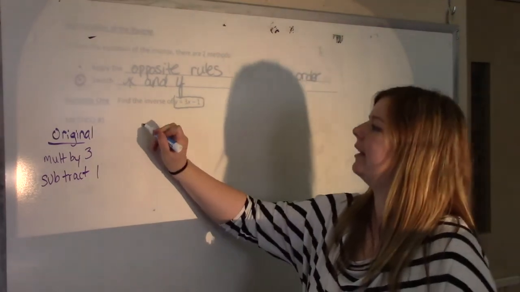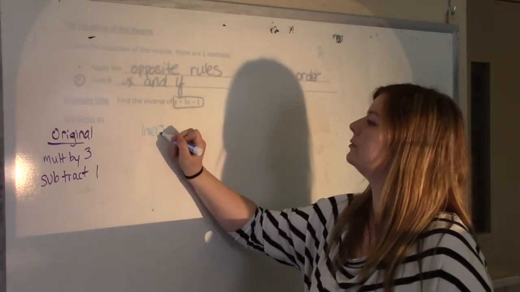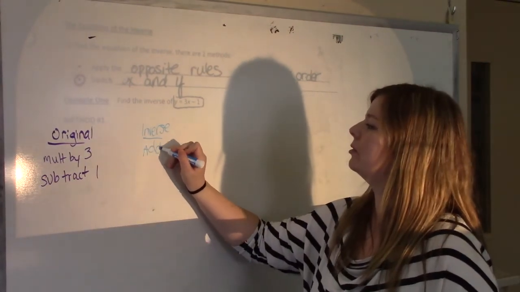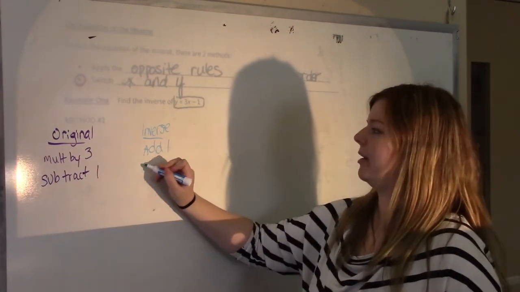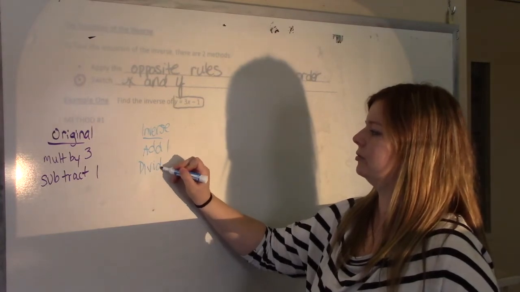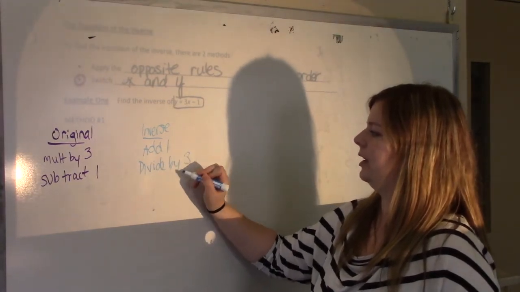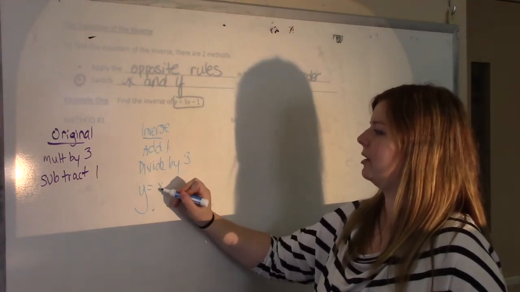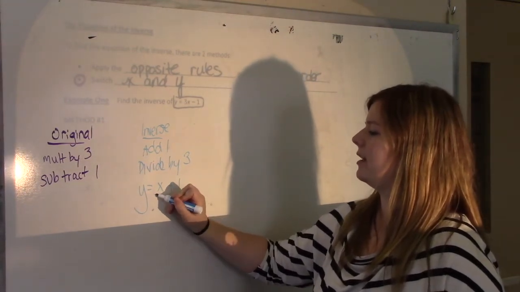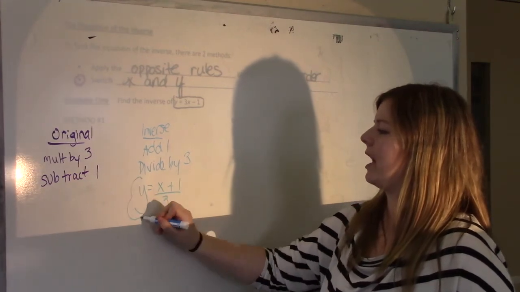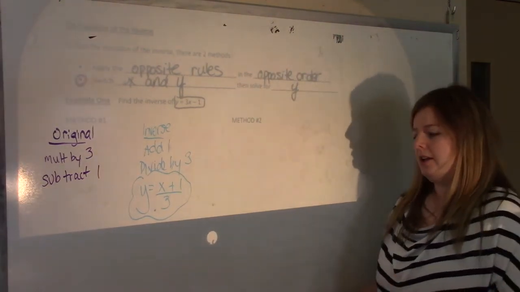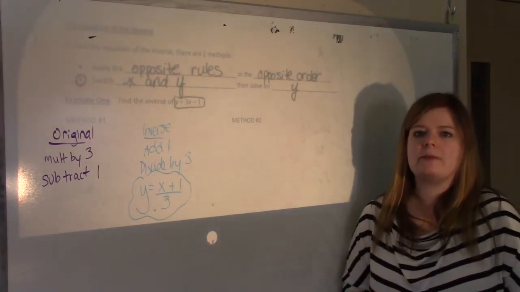So the inverse, instead of subtracting 1, we're going to add 1. Instead of multiplying by 3, we're going to divide by 3. Okay, so this is your function. So you have your variable, you add 1, and then you divide by 3. So that would be the inverse function. Okay, so that kind of just uses common sense and logic.